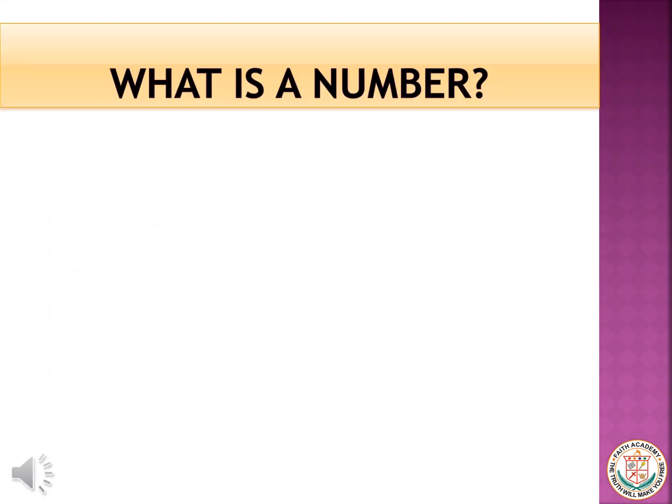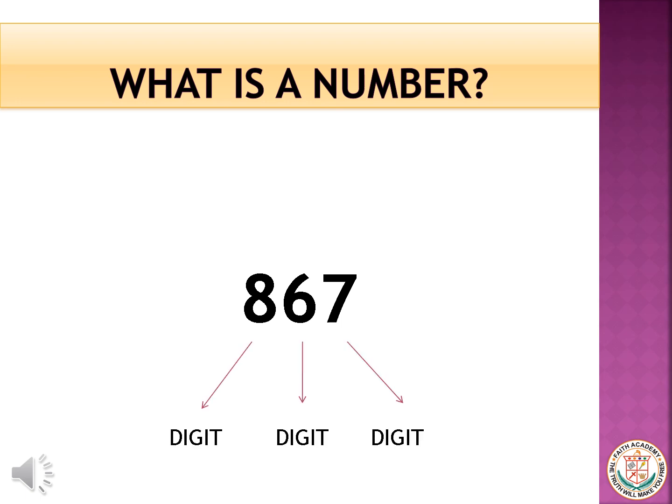Let us continue and understand how bigger numbers are formed. A number is an arranged group of digits. Numbers may be formed with or without the repetition of digits. For this, we will take the example of 867, where 8, 6 and 7 are the digits forming the number.